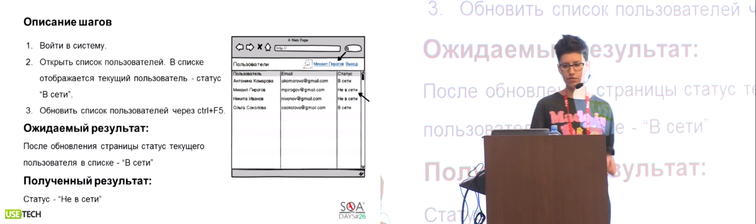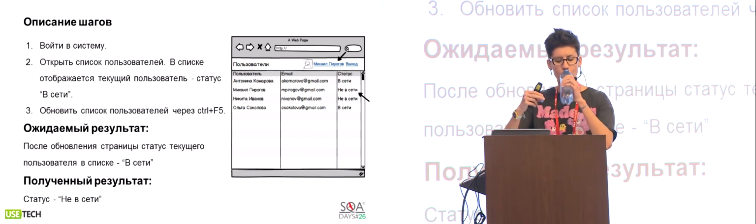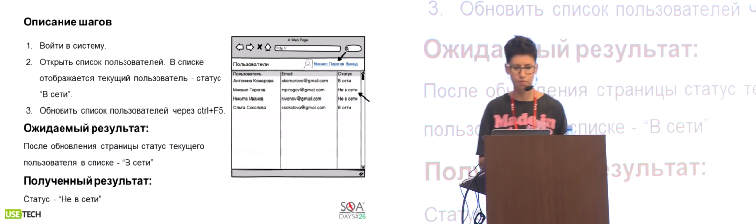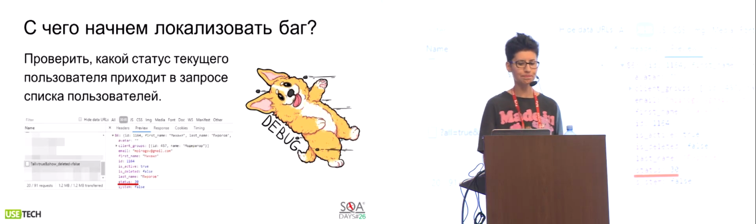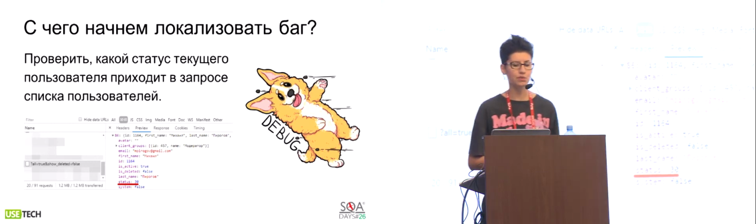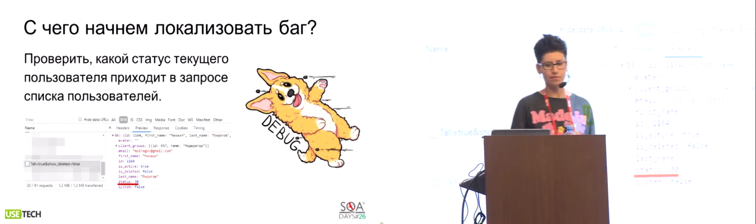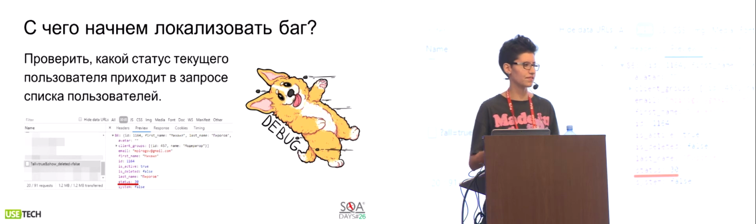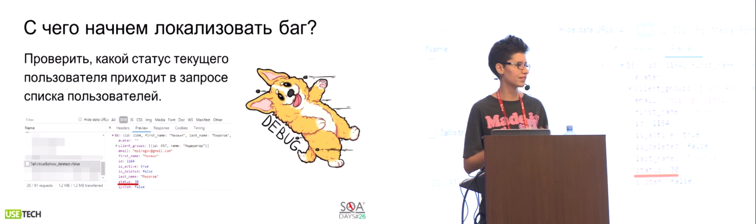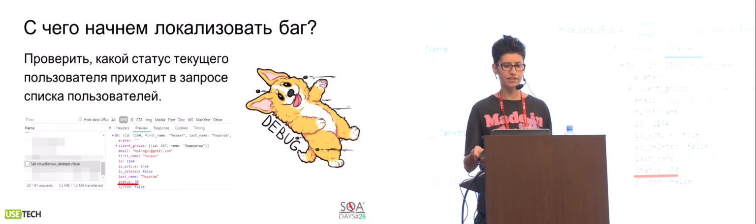So we recorded that bug and started getting to the bottom of it. As in the previous case, first we go to developer tools to see what status comes back from the backend. Two options: one, wrong status coming from the backend, or the status comes back as correct, but for some reason the front end displays it incorrectly.